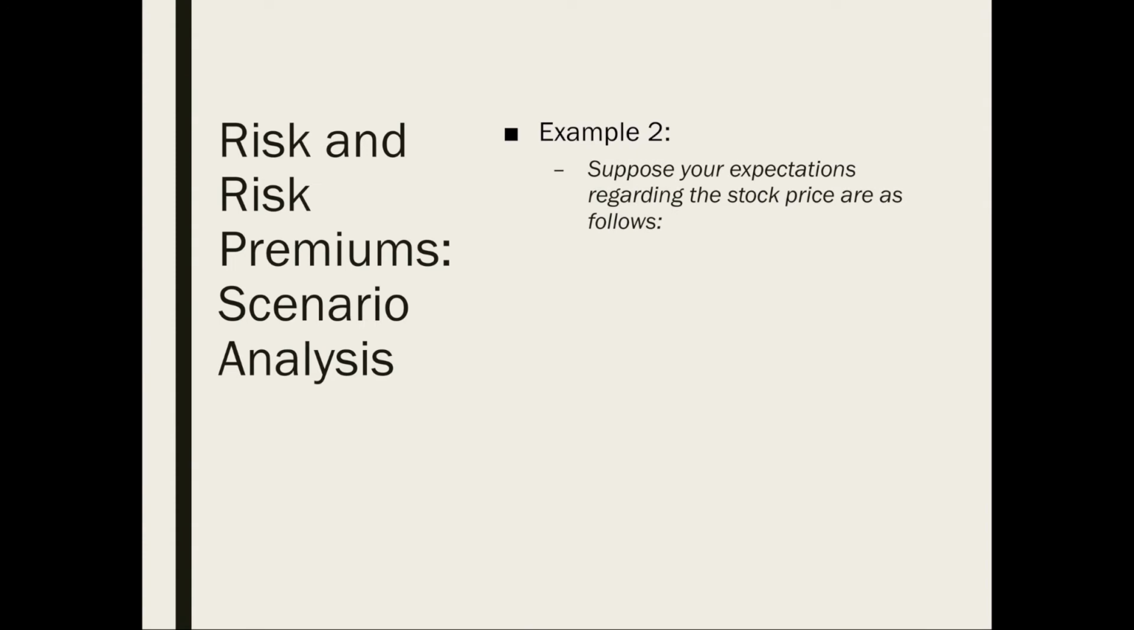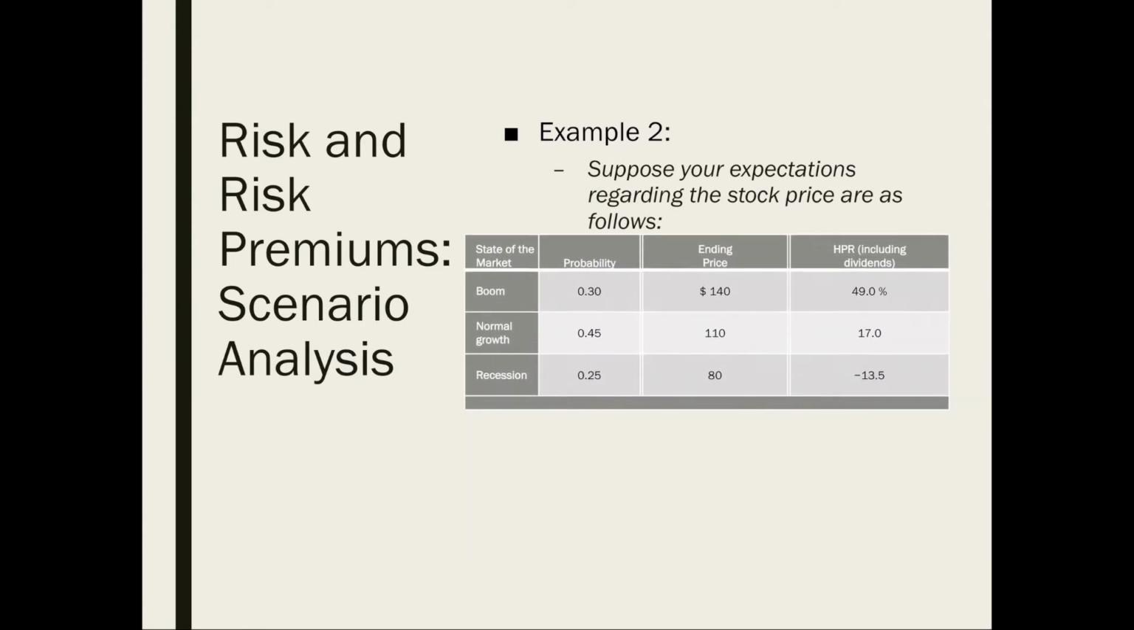So now let's say we suppose your expectations regarding the stock price are as follows. In a boom economy, the probability is 30% that the market is in a boom state. The holding period return would be 49%. With a normal state of the market, the probability is 45%. In that case, the return is 17% holding period return. And then the probability of a recession is 25%. In that case, the holding period return is a negative 13.5%.